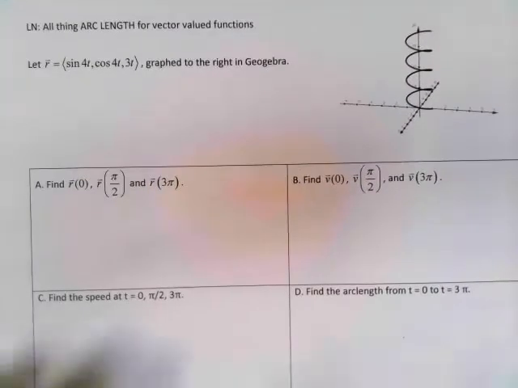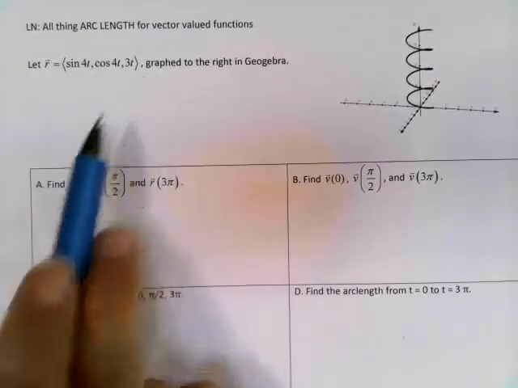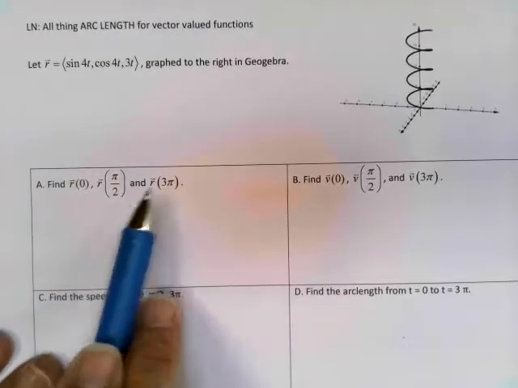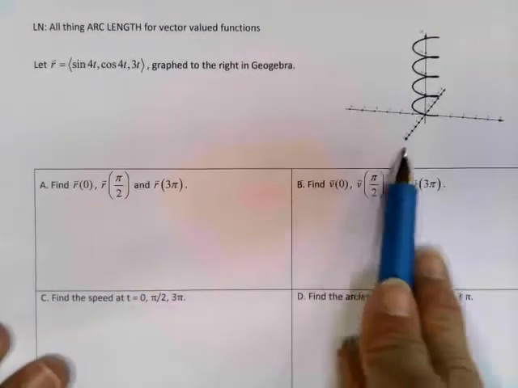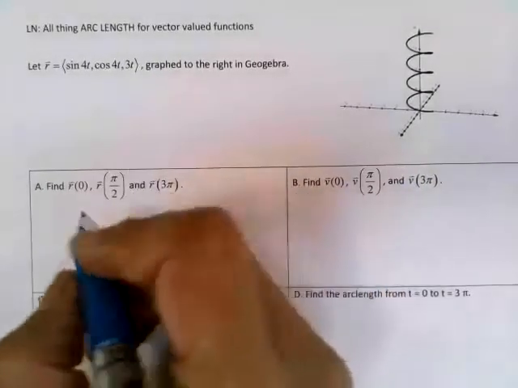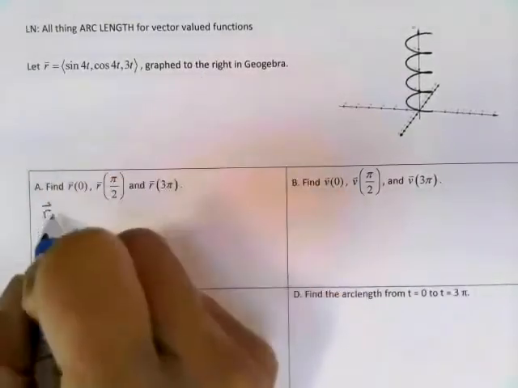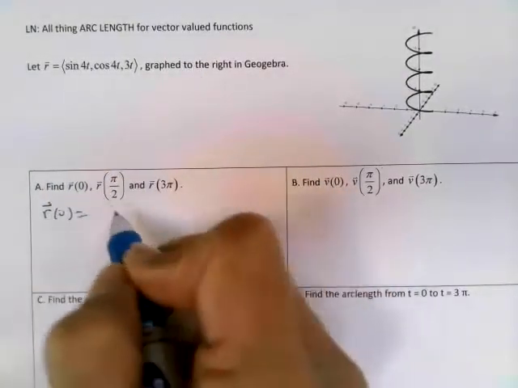Okay, so first thing we're going to do is we're just going to practice evaluating our vector valued function. So let's find r of 0, r of pi halves, and r of 3 pi. And then we're going to see if we can find all these places over here on our graph. Okay, so r of 0, notice, right, these are all vectors. I'm just evaluating it at particular values of t.